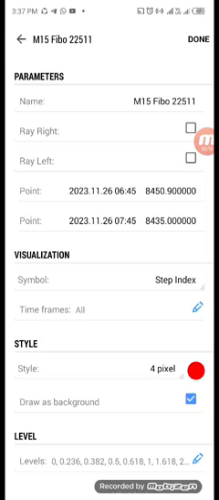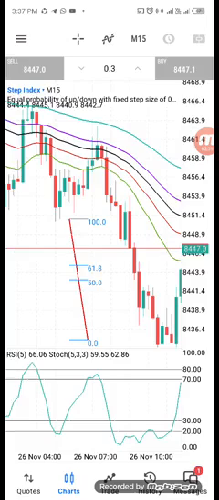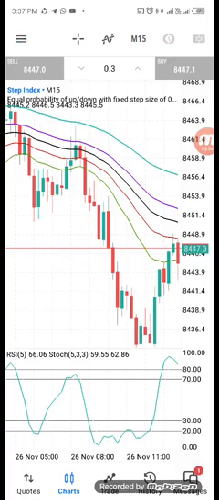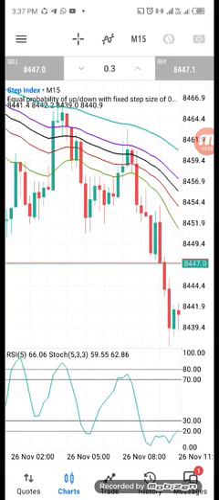I discovered in most cases that when price touches this region, coupled with significant key levels, it always respects that region most of the time. So that is why I decided to apply those moving averages.